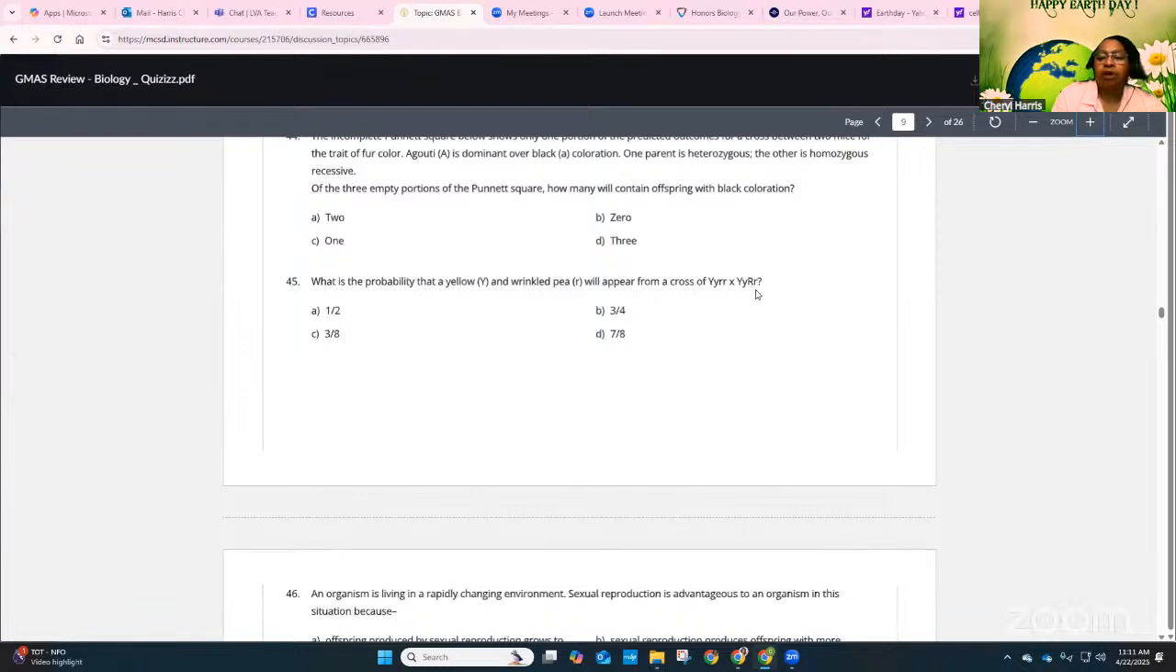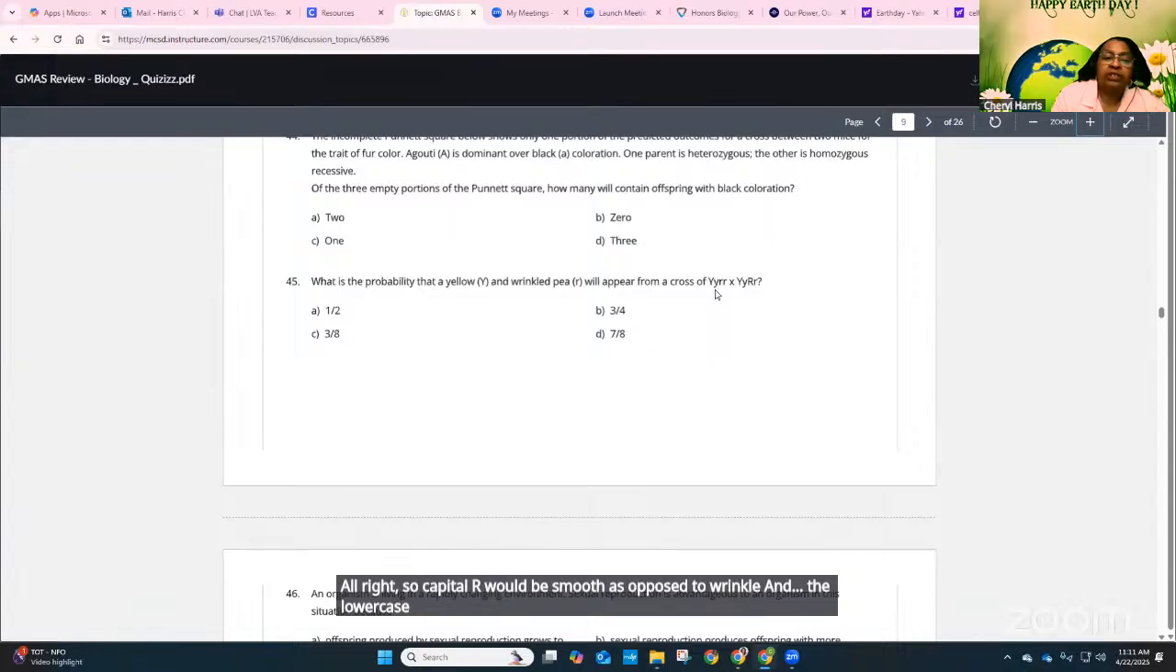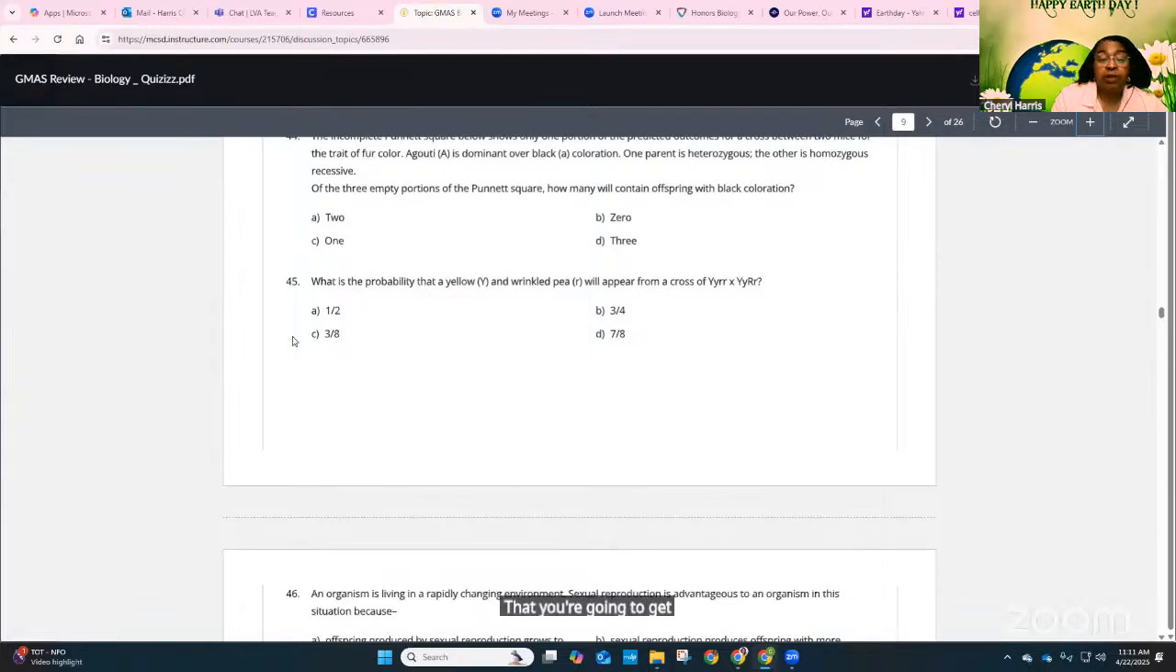All right, so capital R would be smooth as opposed to wrinkled, and the lowercase y can be whatever color is not yellow. And here again, you have to draw your Punnett square in order to figure out the possibilities that you're going to get, and it's going to be C, 3 out of 8.